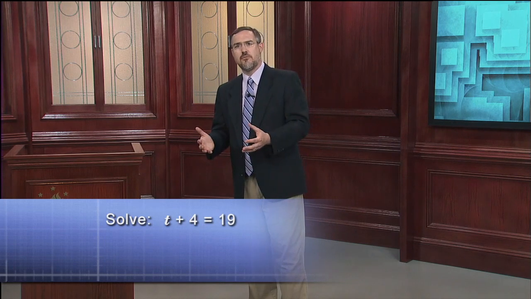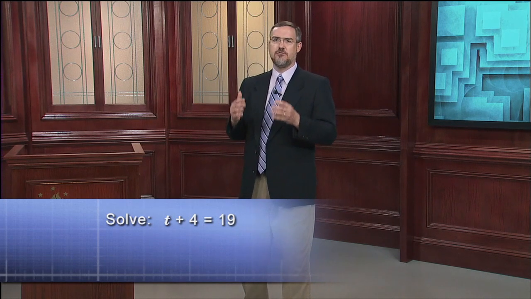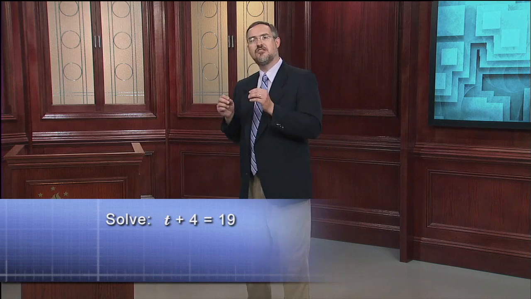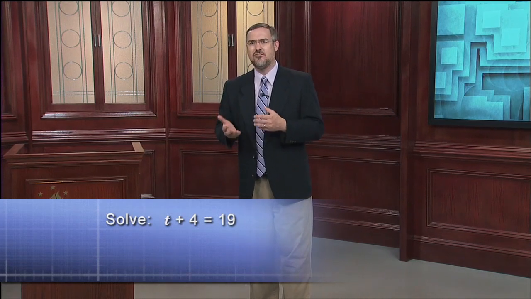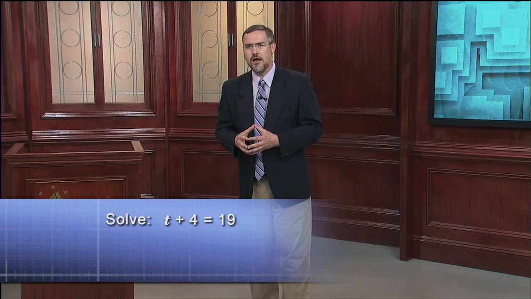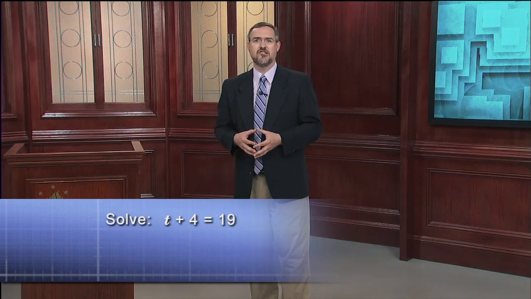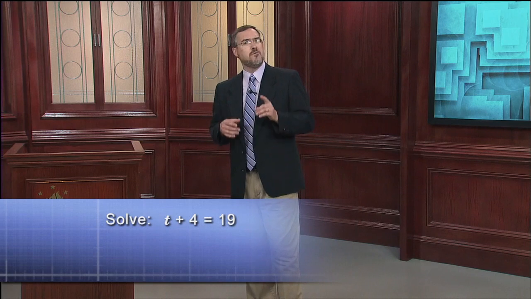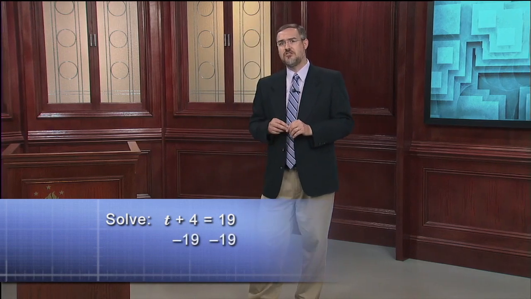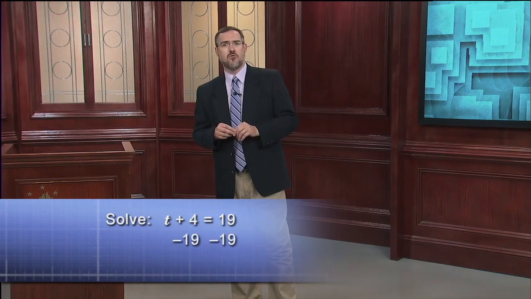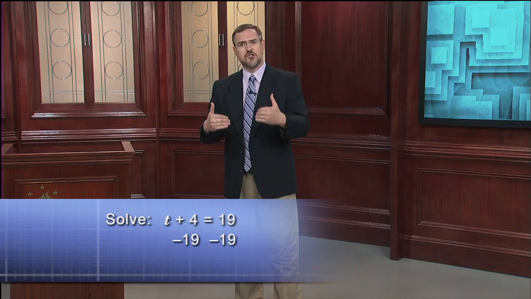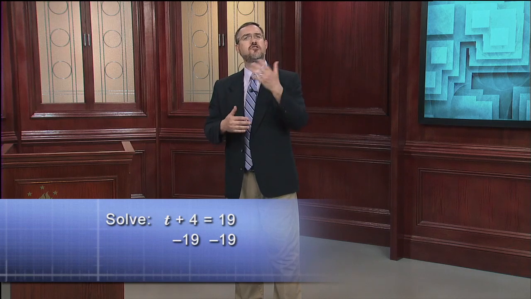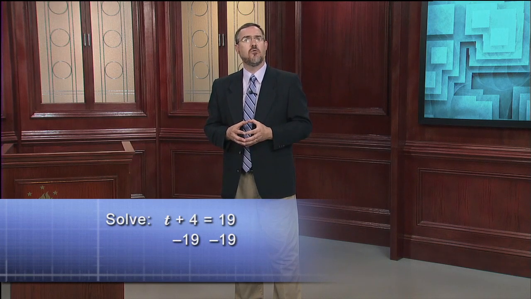So I'm looking for a number that I'm going to plug in for t to make the equation true. I want to get the t by itself, or isolate the t. And I need to do that, again, in a mathematical way that's allowable, that actually makes sense. Well, we might start by subtracting 19 from both sides of the equation. That's actually a perfectly legal thing to do from a mathematical perspective. So you start with t plus 4 equals 19, and you subtract 19 from both sides of the equation.